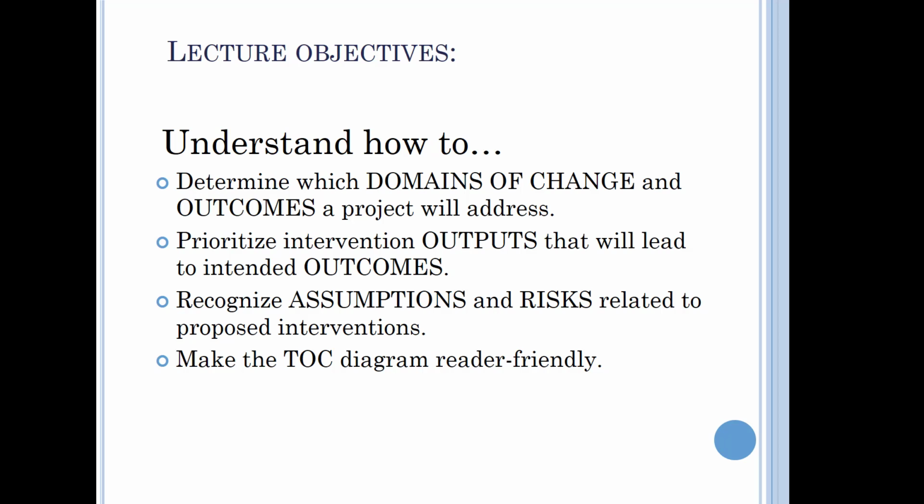The lecture objectives. You should, in this lecture, understand basically how we will determine domains of change and outcomes. Your project cannot be addressing all the domains of change that you have identified as important and pertinent in that particular region. So you have to make a choice on which domains of change and which causality pathways you are going to concentrate. And you will prioritize intervention outputs for these intended outcomes, for this intended domain of change. These are then your interventions.